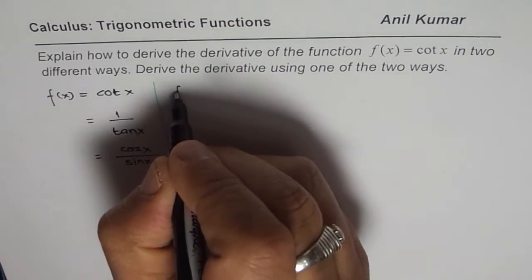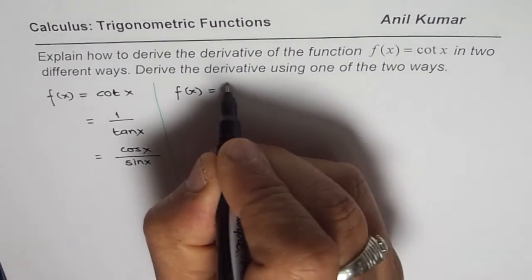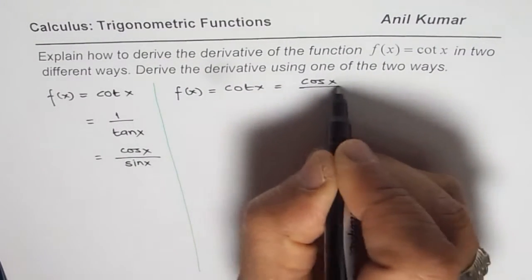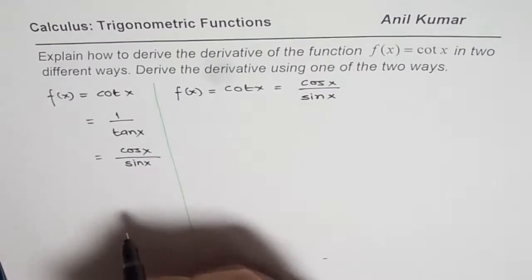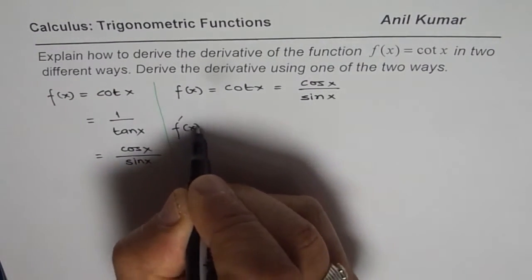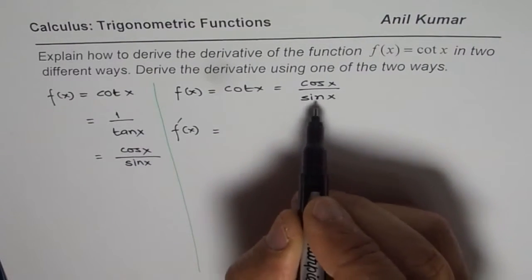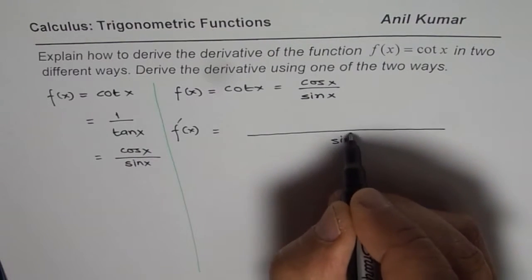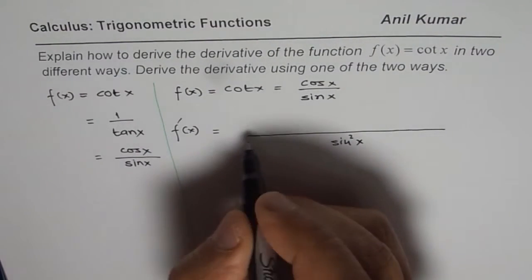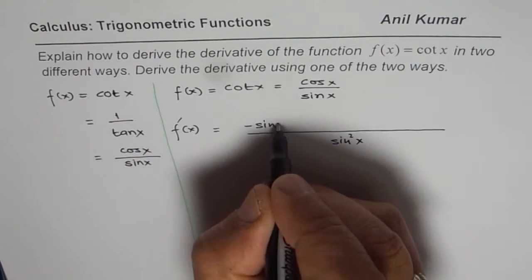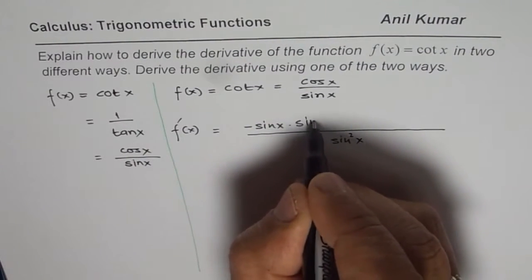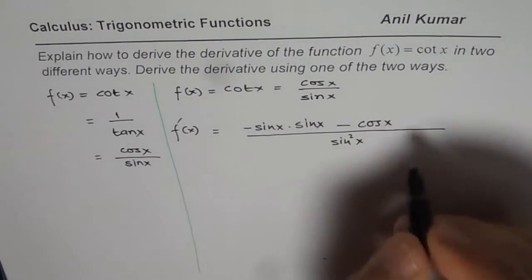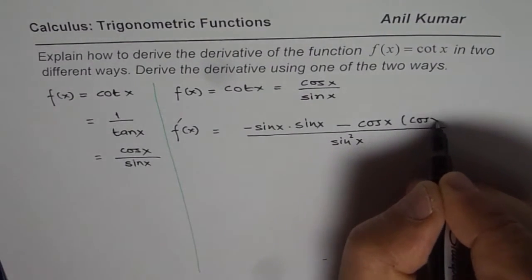So let us say the function is f of x equals cot x, which is equals cos x over sin x. Now we want to find the derivative of this function. So we'll apply the rules. Now sin x square will come in the denominator, the square of the denominator, sin square x. Derivative of cos x is minus sin x times sin x minus cos x times derivative of sin x, which is cos x, correct?